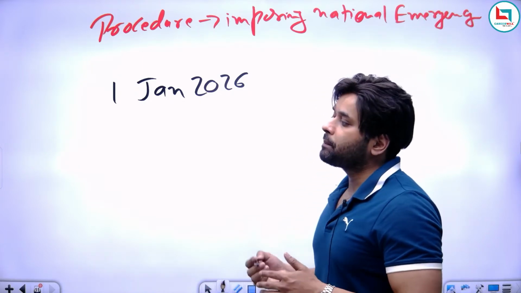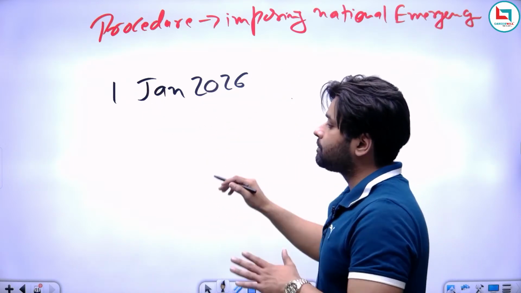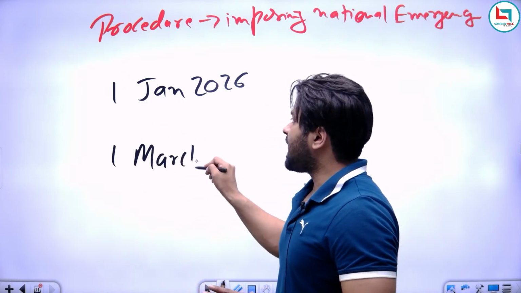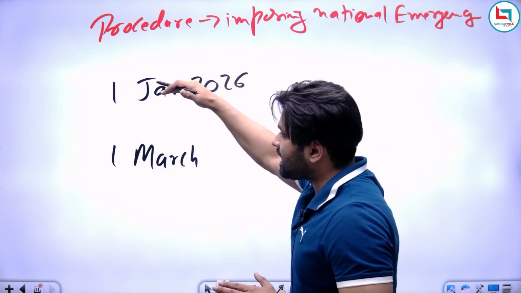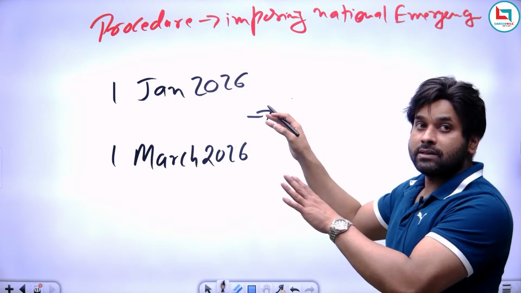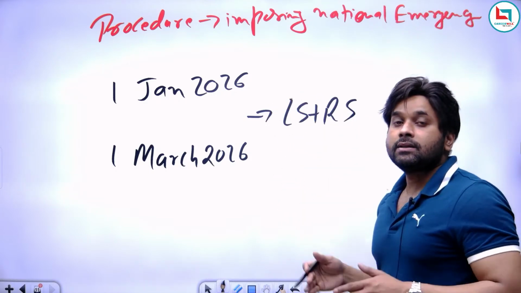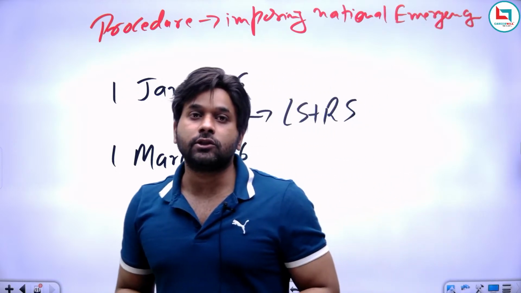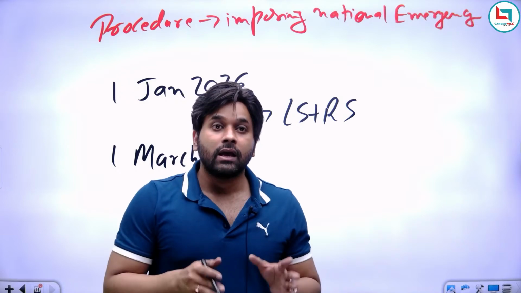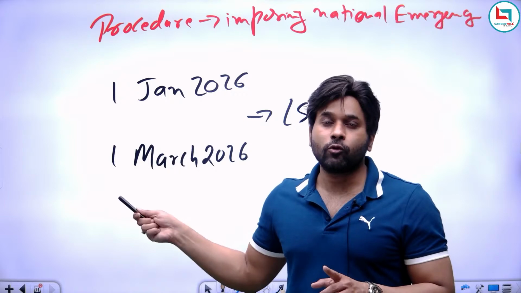So on the written recommendation, the President imposed national emergency on this day. Whenever the President imposes a national emergency, from that day, within 2 months, the same emergency should be passed by Lok Sabha and Rajya Sabha. It is important that it is passed by both the houses of parliament. If this doesn't happen, then remember, the emergency will cease to remain in force after 2 months.